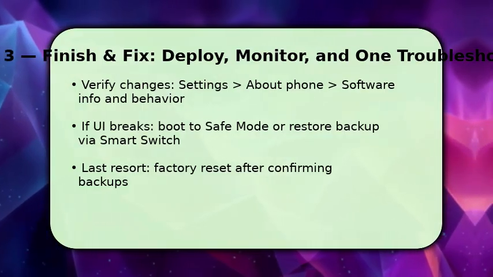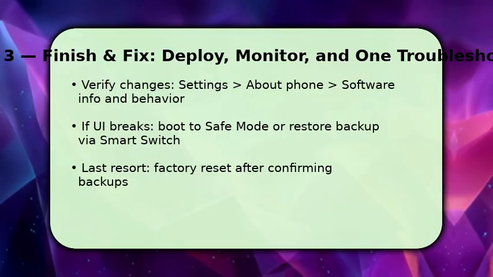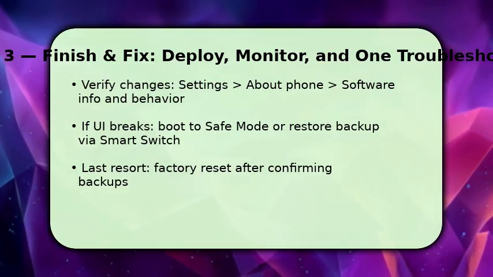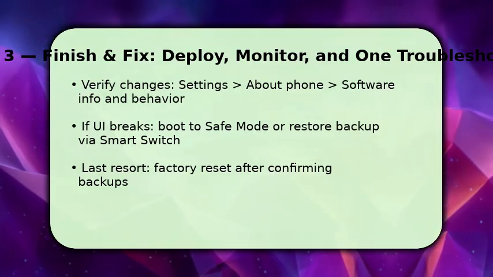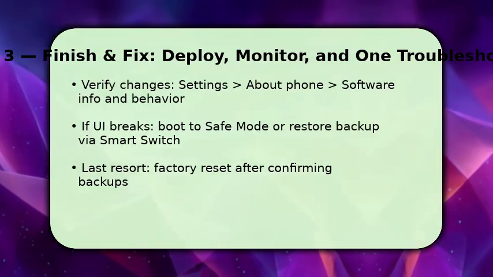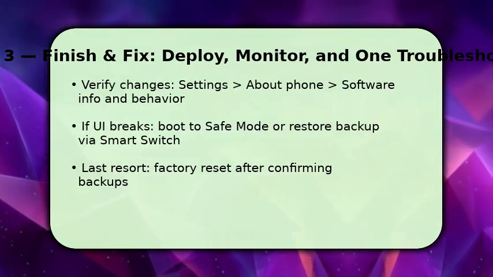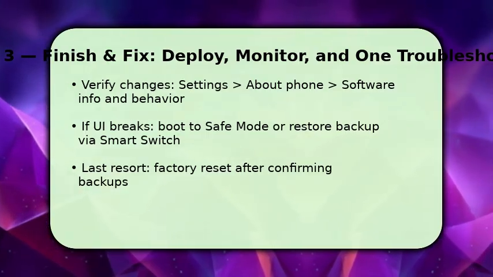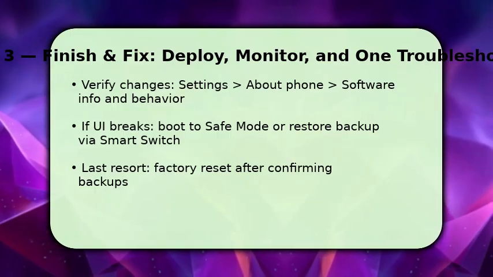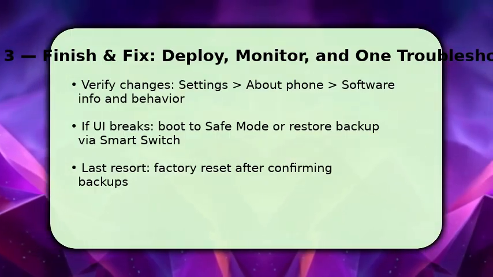Once satisfied, disable USB debugging and store a backup of the working configuration. If something goes wrong, reboot to safe mode to confirm whether a module or app caused it, then uninstall the culprit. If you can't recover, restore from your Smart Switch or Samsung Cloud backup. As a final option, perform a factory reset only after confirming you have a complete backup.